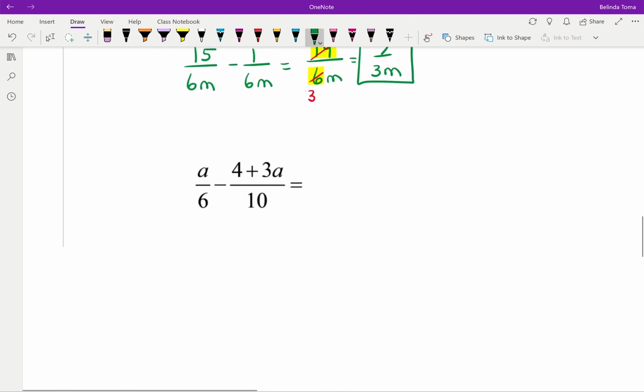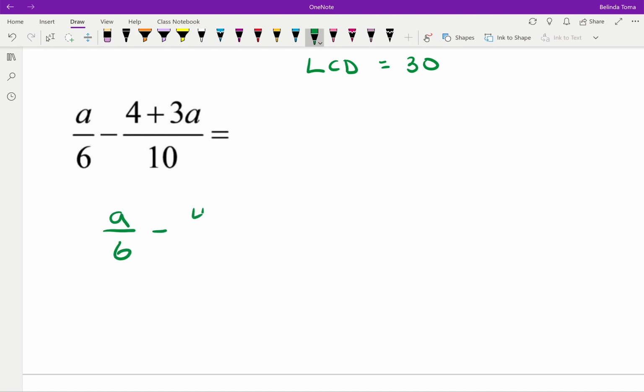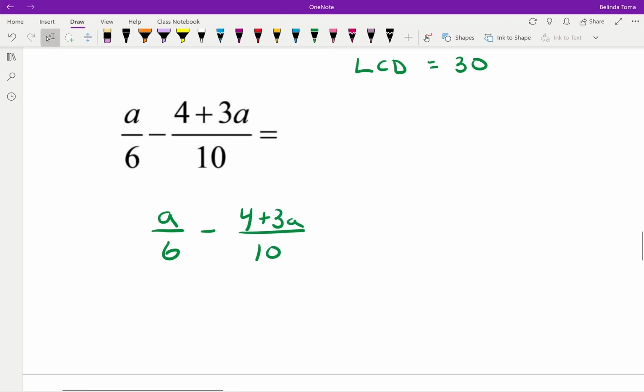Okay, so now we're going to look at another one that has a numerical denominator. And so our LCD here, thinking about the least common multiple between 6 and 10, would be 30. So if we have an LCD of 30, then what we're going to do is think about what we are missing in each of those fractions. So I'm going to just rewrite the first fraction, a over 6. To get to 30, we would need to multiply by 5.